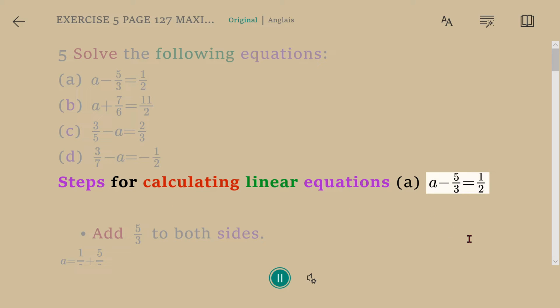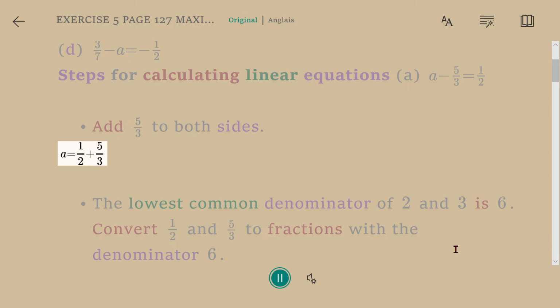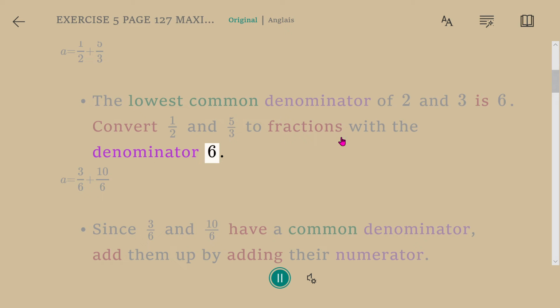A minus 5/3 equals 1/2. Add 5/3 to both sides. A equals 1/2 plus 5/3. The lowest common denominator of 2 and 3 is 6. Convert 1/2 and 5/3 to fractions with the denominator of 6. A equals 3/6 plus 10/6.